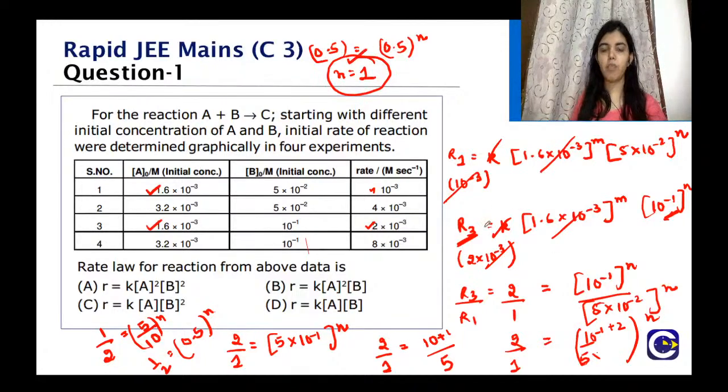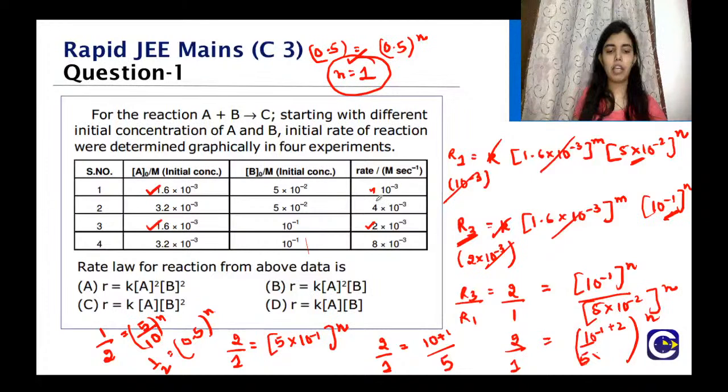I hope it is clear. What we did is we wrote down the rate law for R1 and R3, right? And then we divided R3 by R1. So here you can see that this and this get cancelled out, k and k get cancelled out, 10 raised to the power minus 3, 10 raised to the power minus 3 get cancelled out. Now you are left with 10 raised to the power minus 1 raised to the power n and 5 into 10 raised to the power minus 2 raised to the power n. Now when you solve this, you will get the value of n as 1, right?